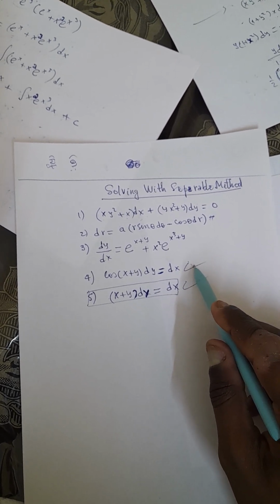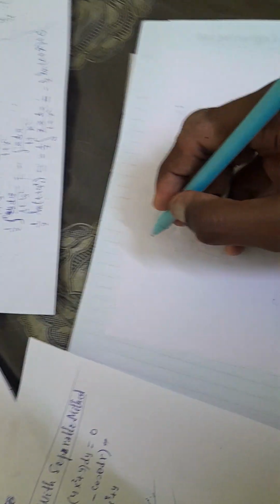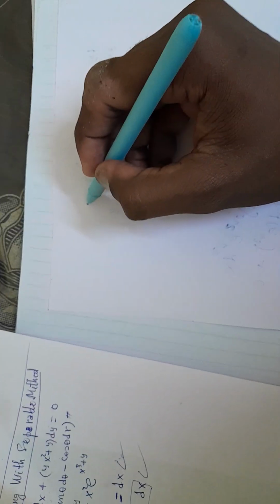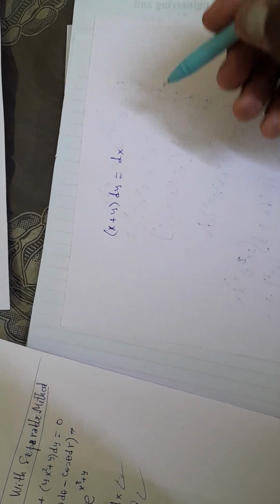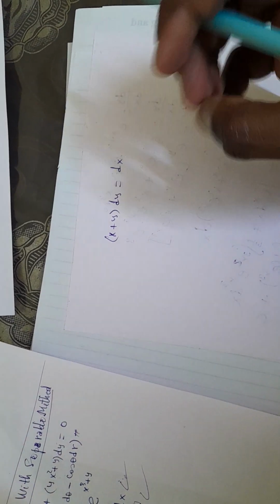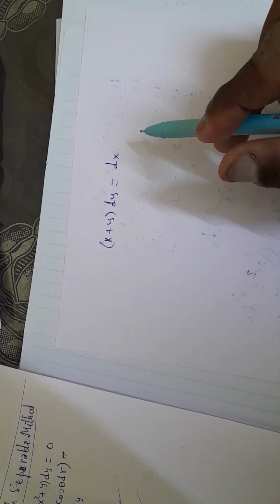Okay, no problem. This one also, suppose we have, yeah, we are still solving. Suppose we have (x plus y) dy is equal to dx. Can it also be solved with the separable method, like this? Can it be solved like this, applying the separable method? The answer is yes. Sometimes when we have a question like this, we can also apply the separable method.